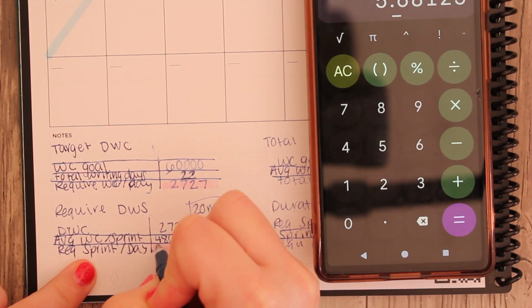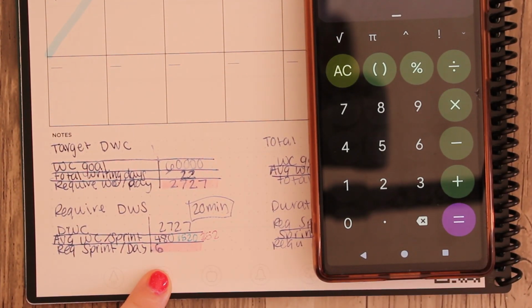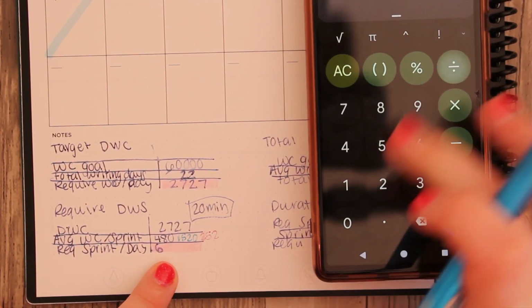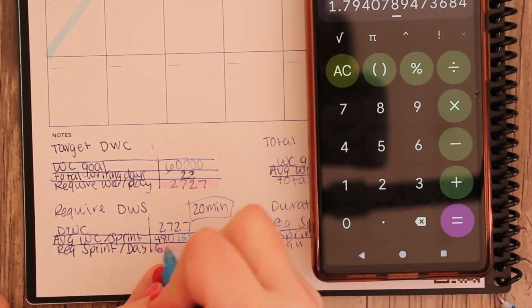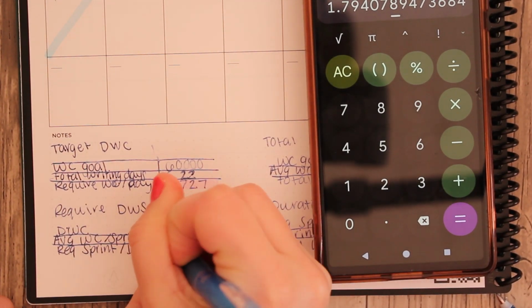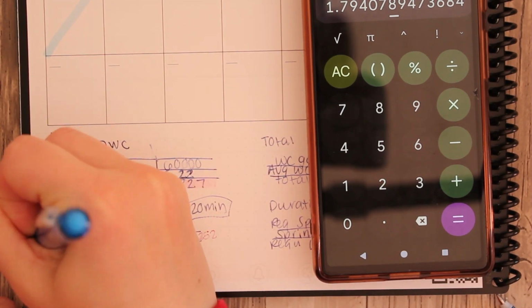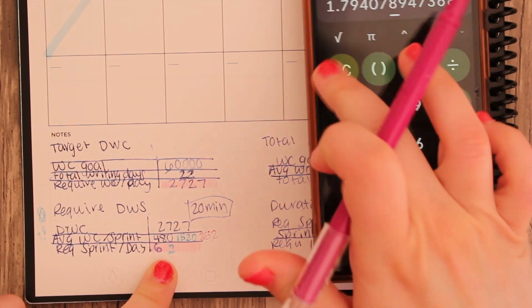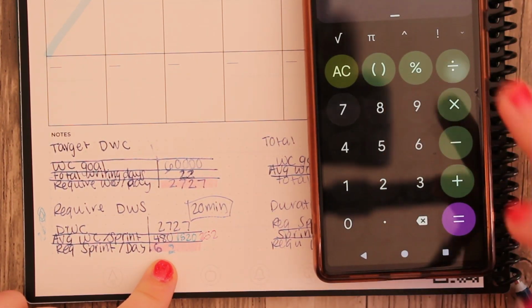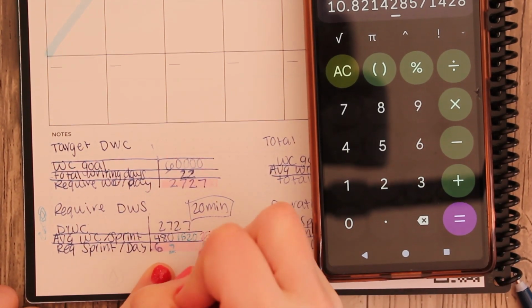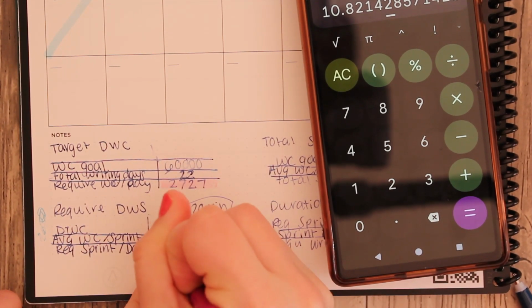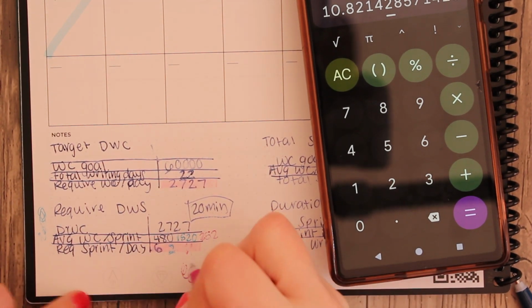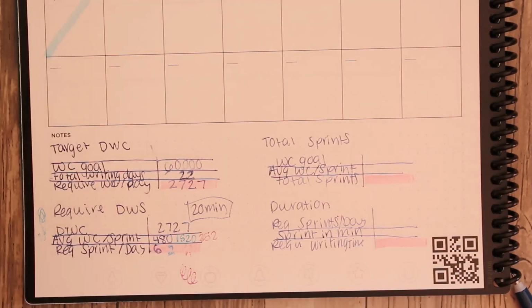So we have 6 sprints for typing. And we have 2 sprints, 2 sprints for dictation. And 11 sprints if we are wanting to do handwriting.